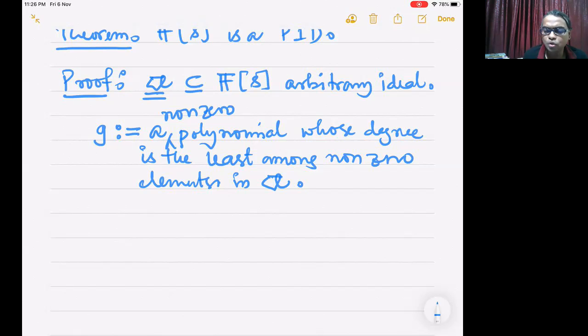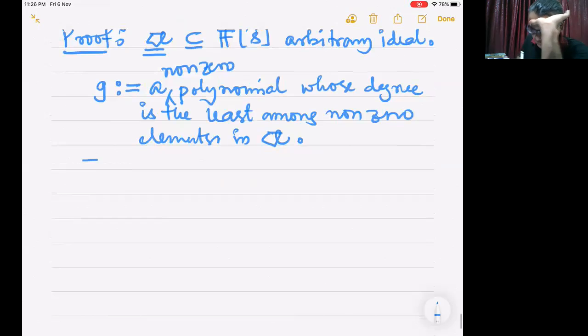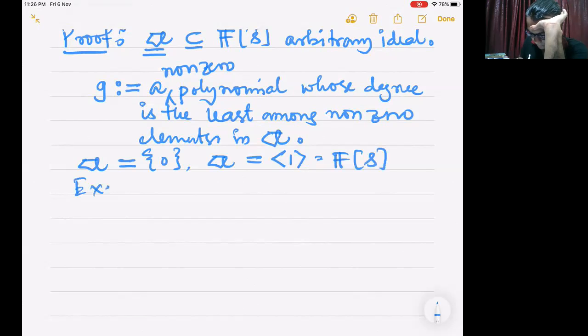So if there is one non-zero constant in the ideal, then 1 is also there in the ideal, and the moment 1 is there, the whole ring is also there, right? So here are the two things that we have to make sure, that these are two uninteresting cases: A equal to only 0 and A equal to 1, that is the whole ring. We have to exclude these two cases. These are trivial cases. So we may assume that it's not this situation.